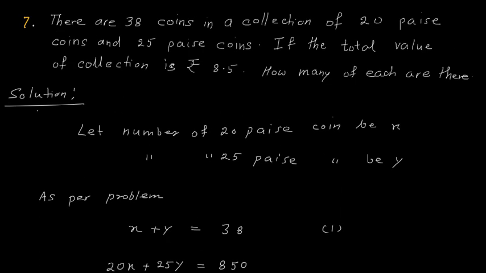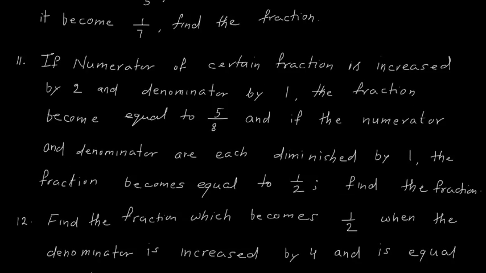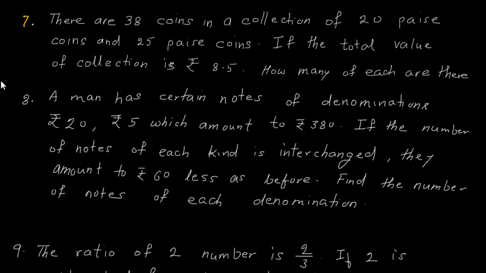Now let us move to the next question. 8th question. A man has certain notes of denomination rupees 20 and rupees 5, which amount to rupees 380. If the number of notes of each kind is interchanged, the amount is rupees 60 less than before. Find the number of notes of each denomination.